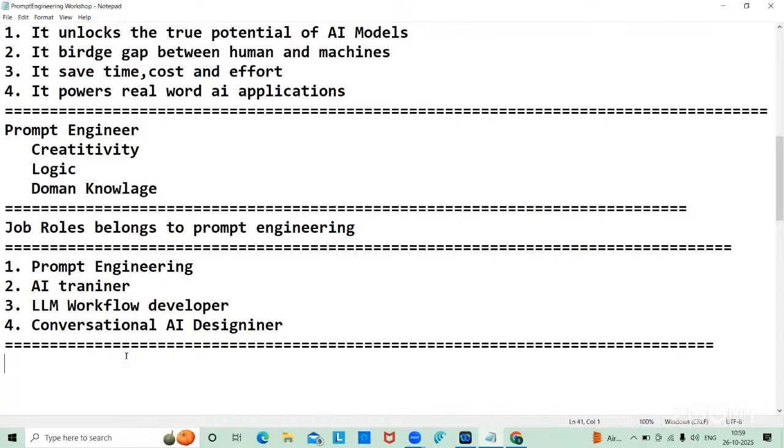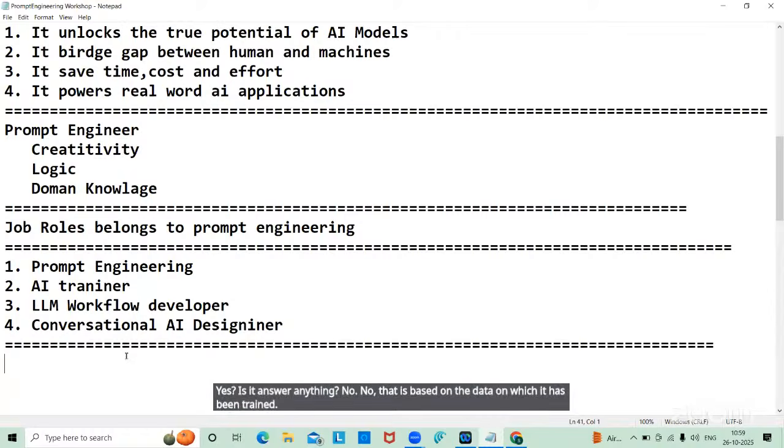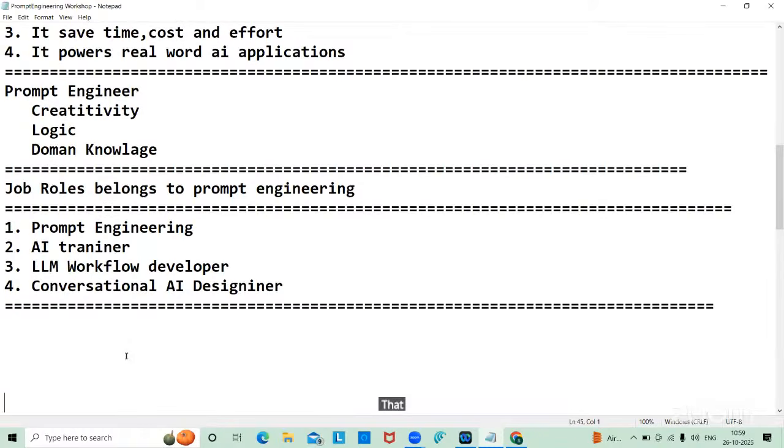Yes. Is it answer anything? No. No. That is based on the data on which it has been trained. Then only it can answer it.